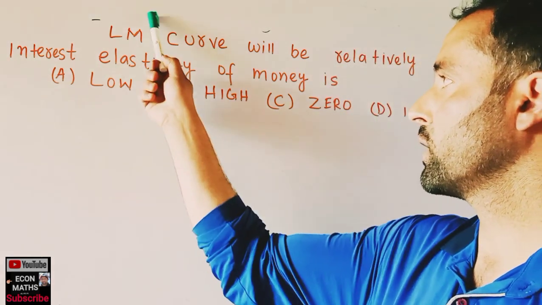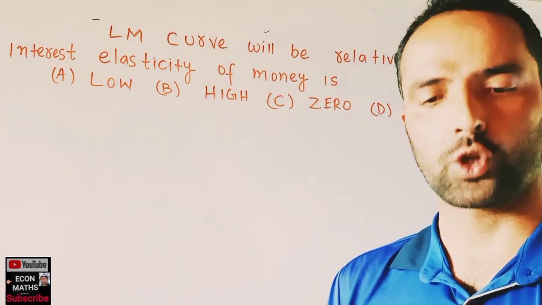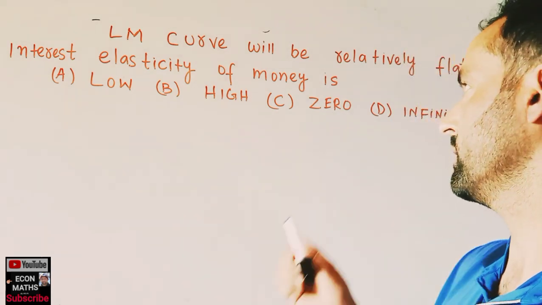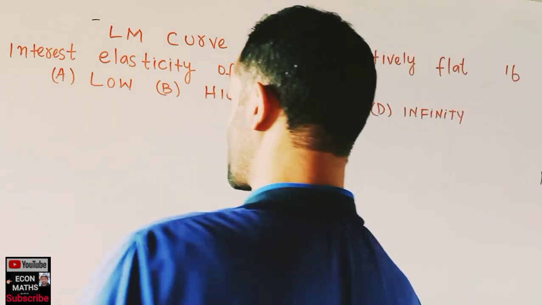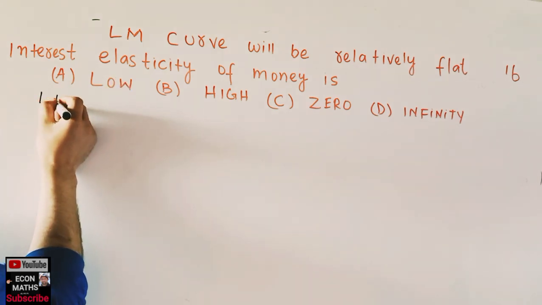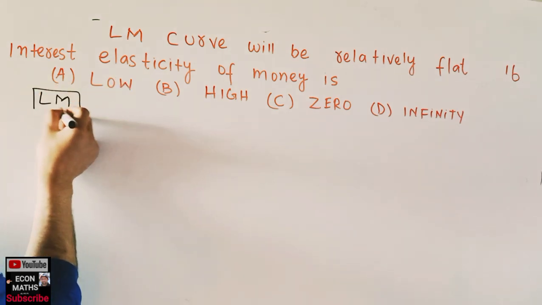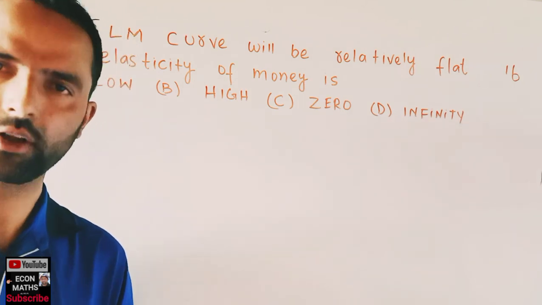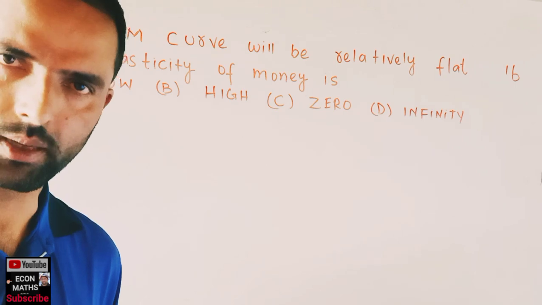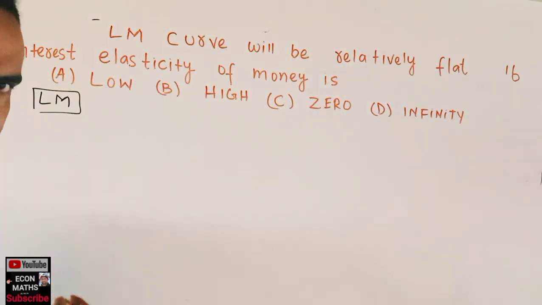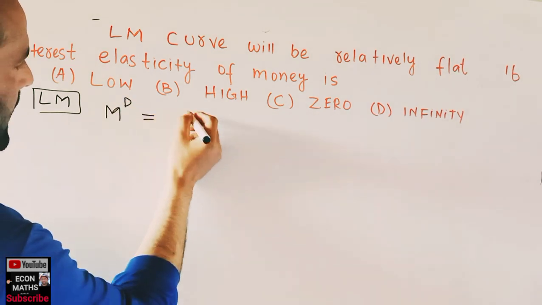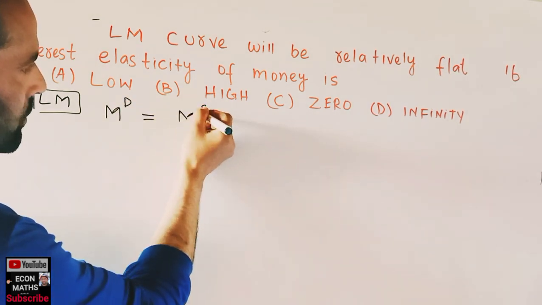So we are being told about the LM curve and its slope. Let's first derive the LM curve and its slope. Then we can answer this question. We know that the LM curve shows us different combinations of rate of interest and level of income where the money market is in equilibrium. And the money market is in equilibrium when demand for money is exactly equal to the supply of money.